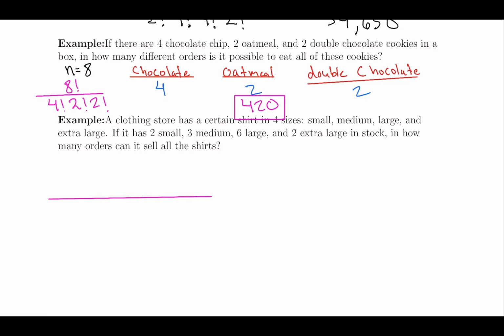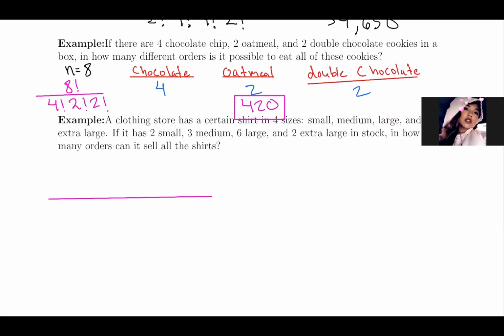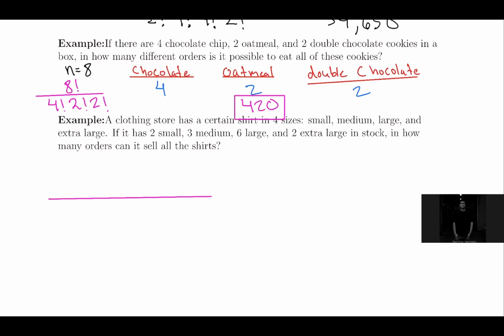So what should I put on top? 13. Which one? 13. 13, yeah, good. So you want to put 13 factorial. Perfect. Why 13?